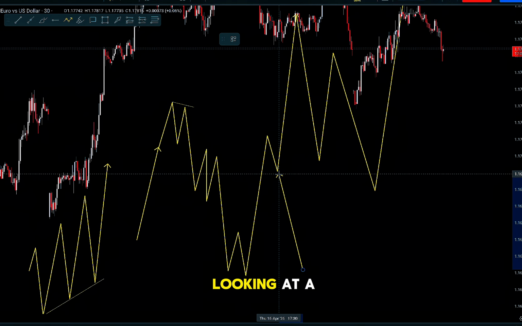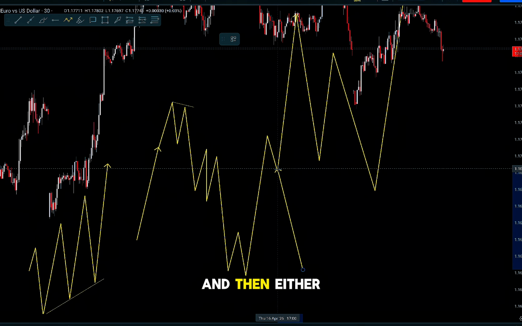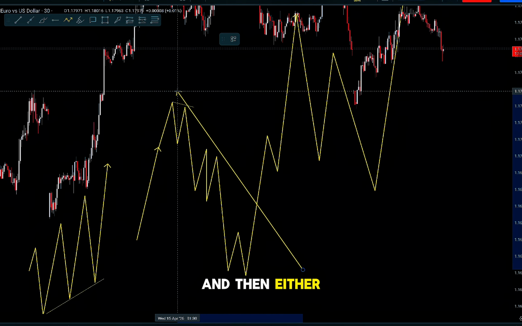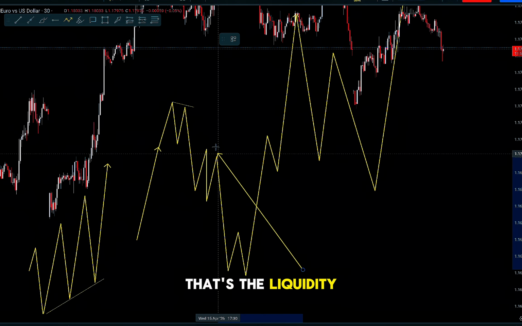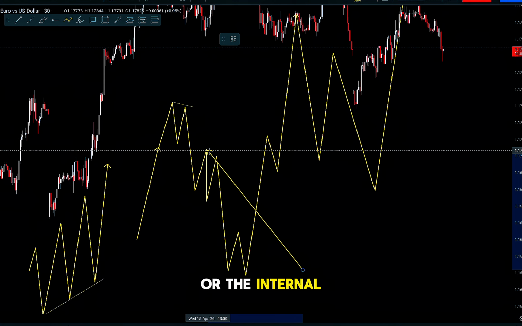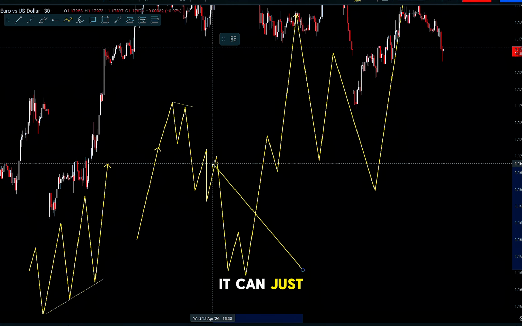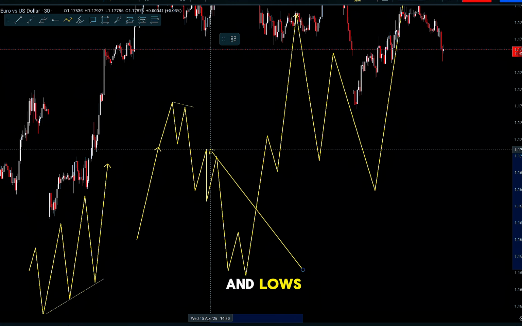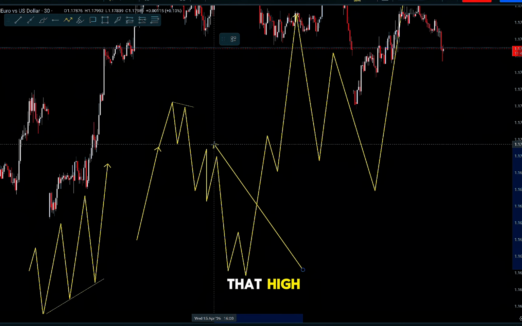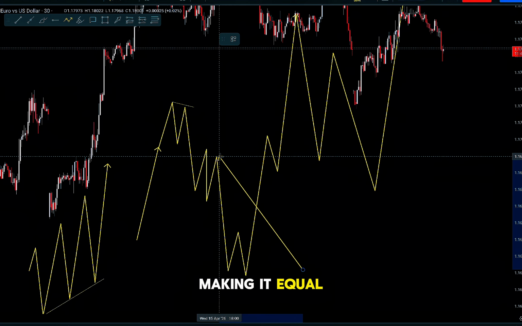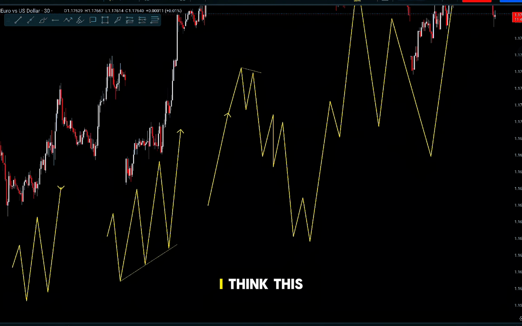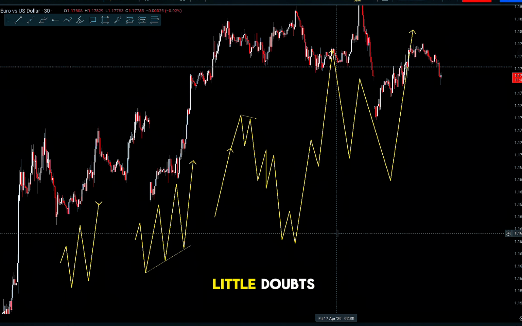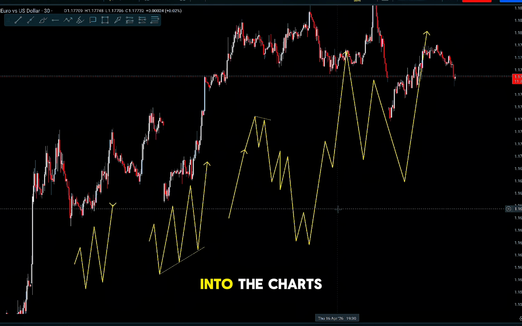You want to be looking at a setup, and then either the very high or the very low, that's the liquidity, or the internal liquidity it created. It can just create more highs and lows relative to that high, making it equal highs and lows. Here, this is the same thing. It happened. I think this should clear some little doubts, and then we have to go into the charts to explain more on this.